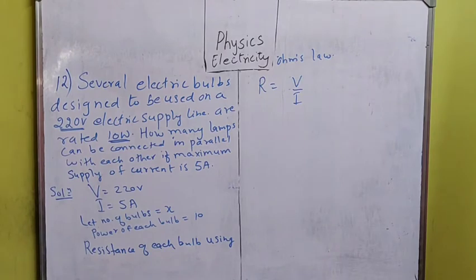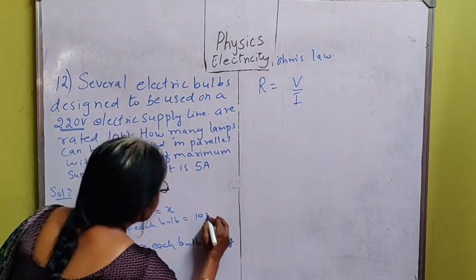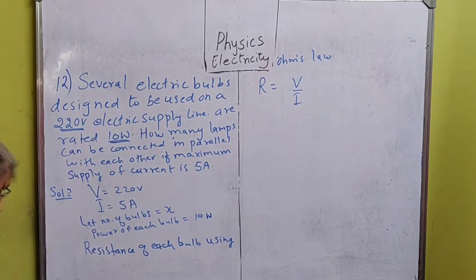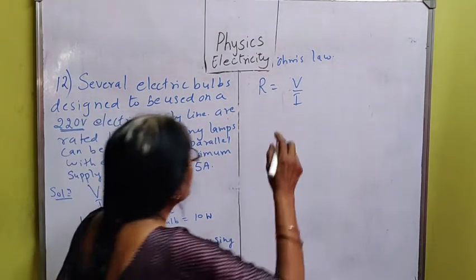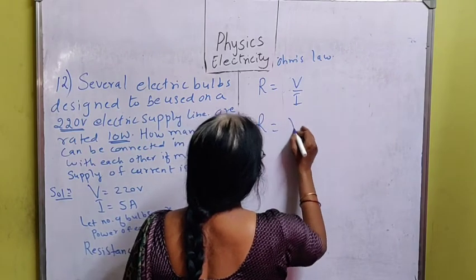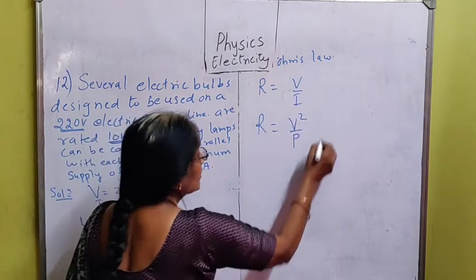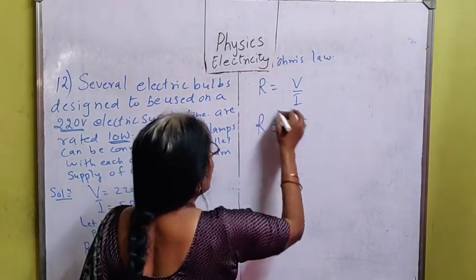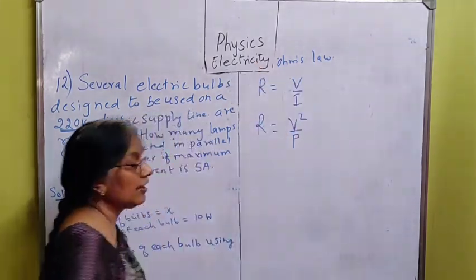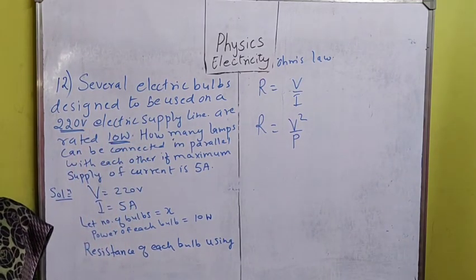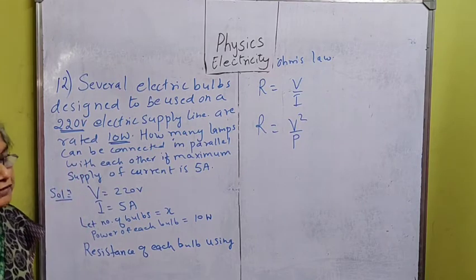So what is the power of each bulb? 10 watt is given. So instead of current, we can take resistance, potential difference and power also, so that also we can calculate. R is equal to V square by P. So first we will calculate R is equal to V square by P. Then we will use R is equal to V by I and calculate the number of bulbs. So these two equations we are going to use. First is R is equal to V by I. And second is R is equal to V square by P.